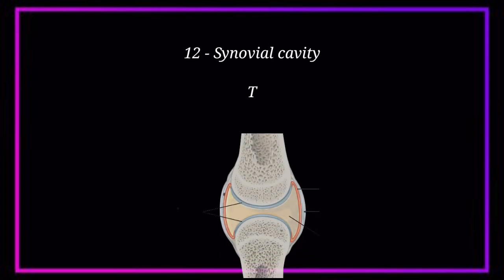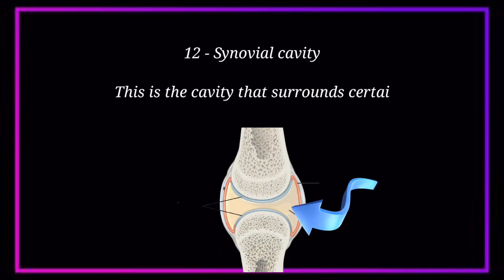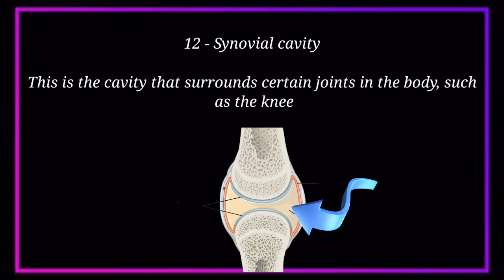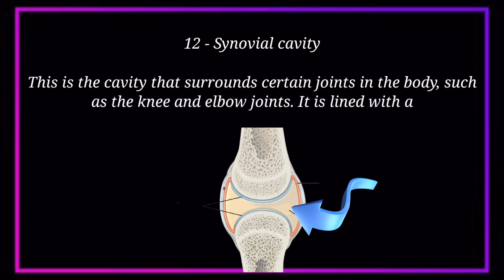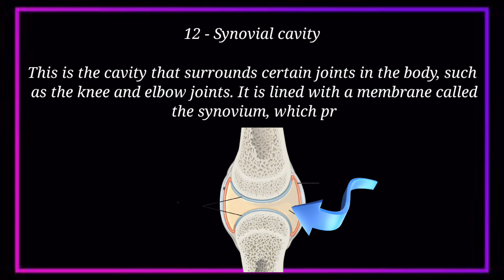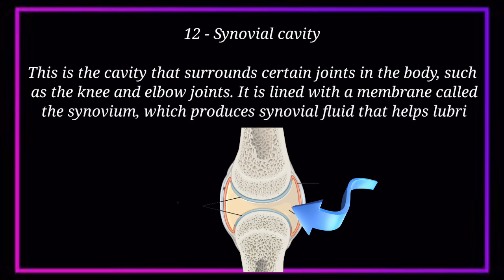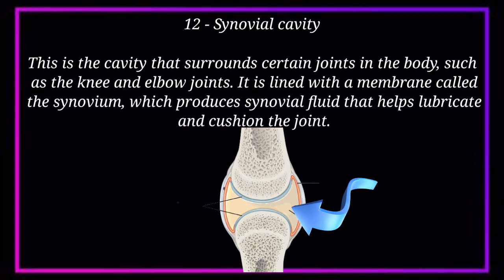Number 12. Synovial cavity. This is the cavity that surrounds certain joints in the body, such as the knee and elbow joints. It is lined with a membrane called the synovium, which produces synovial fluid that helps lubricate and cushion the joint.